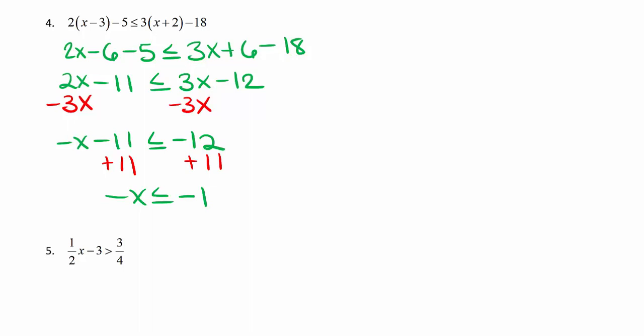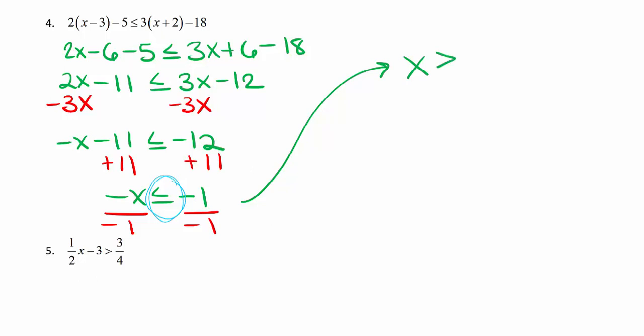To finish, I need to get rid of that negative in front of the x. That's actually a negative 1. So I'm going to divide both sides by negative 1. Dividing by a negative is going to flip the direction of that inequality. So I have a positive x. This flips to a bigger than or equal to positive 1.